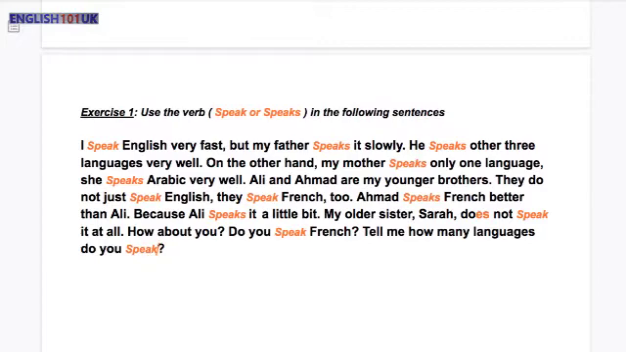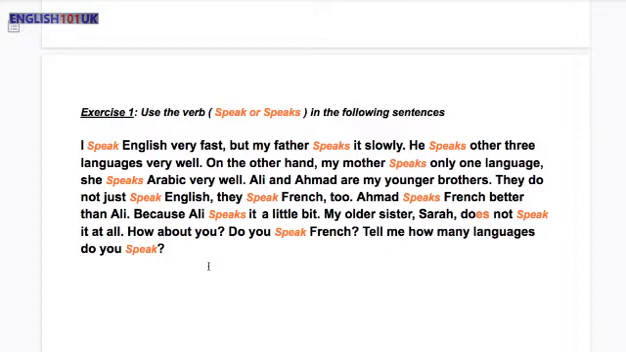So here we are. It says I speak English very fast, but my father speaks it slowly. He speaks other three languages very well. On the other hand, my mother speaks only one language. She speaks Arabic very well. Ali and Ahmad are my younger brothers. They do not just speak English, they speak French too. Ahmad speaks French better than Ali because Ali speaks it a little bit. My older sister, Sarah, does not speak it at all. How about you? Do you speak French? Tell me, how many languages do you speak? Okay, exercise number 1 is done.